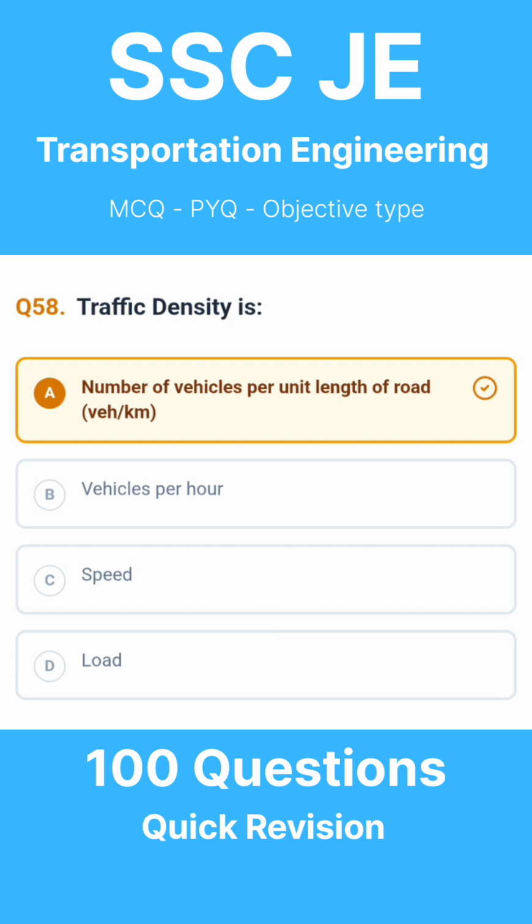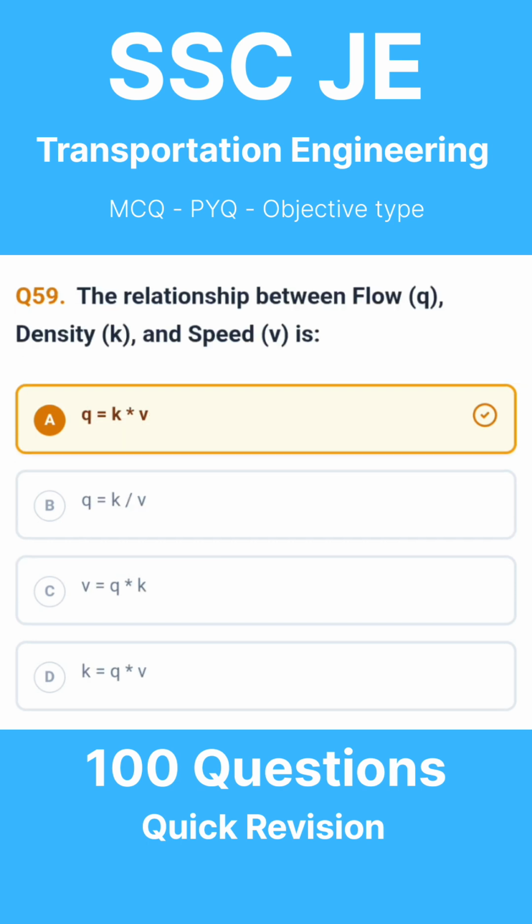Question 58. Traffic density is. The correct answer is number of vehicles per unit length of road, V/km. Question 59. The relationship between flow Q, density K, and speed V is. The correct answer is Q equals K times V.